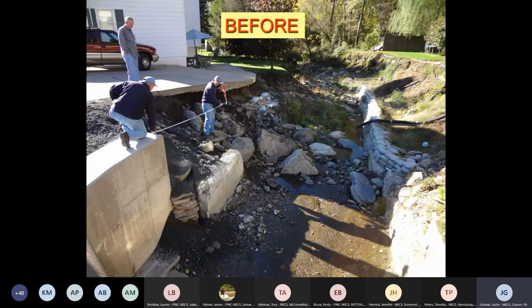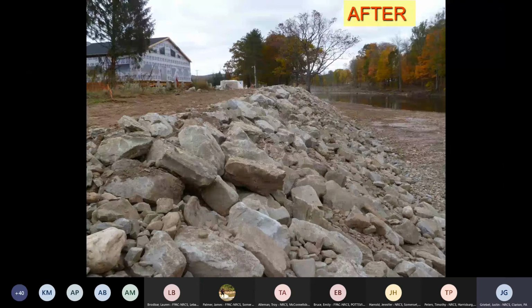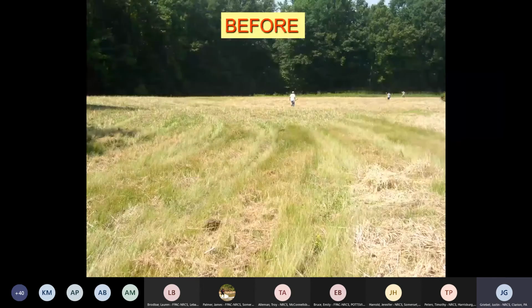Here's the EWP project where some flood events were threatening a house and some structures here. So what NRCS can do through the Emergency Watershed Protection Program is go in and provide stream bank stabilization, whether that's retaining walls, riprap, different stream bank practices. It's a good before and after shot there. Here's some of the riprap being placed along an eroding stream bank. It's an after shot.